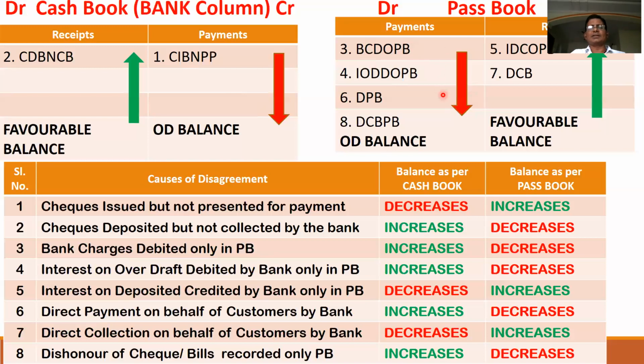The cash book increases. Interest on overdraft is debited only in the passbook. Whatever interest on overdraft is paid decreases the passbook balance, but there is no intimation, so automatically the cash book balance increases. Direct payment by the banker, paid on behalf of us, that is a payment. Obviously that decreases the passbook balance, but there is no record, so the cash book balance increases.